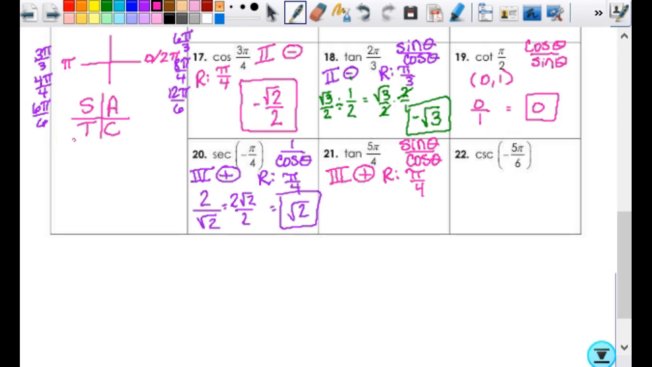All right, so now I've got all this stuff. So here's pi fourths, and I need the sine and cosine values. What is the sine value of pi fourths? Square root of 2 over 2. Divided by the cosine value, which is square root of 2 over 2. What does that give me in the end?